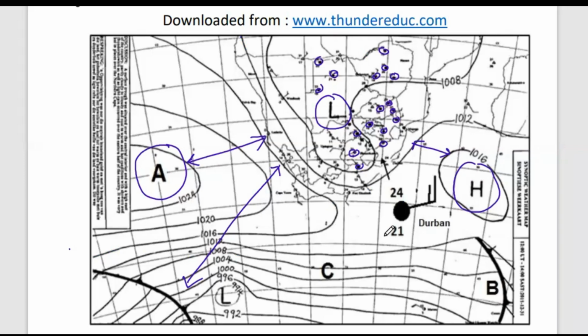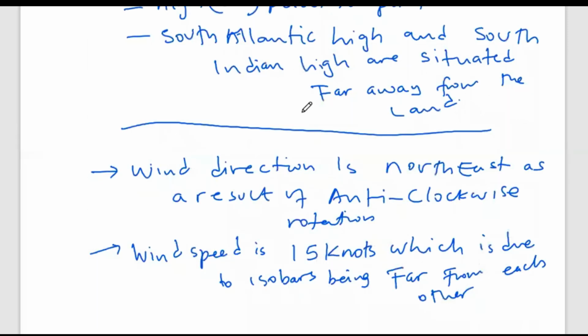So you can see that around Durban, the isobars are stood far from each other. So one isobar here, another one here, and this shows a weak pressure gradient, which means the winds are not that very strong. This is for the identification. So you can see we have this isobar here, another one here. So if you look at around Durban, you can see that the pressure gradient is weak, which means the wind speed was not high.